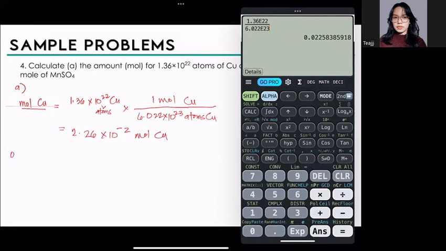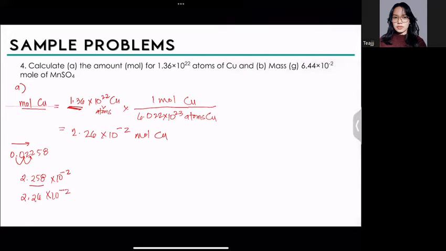Right? If you have 0.02258, you're gonna move the decimal, that's 1, 2. So it becomes 2.258, and then times 10 to the negative 2 because you moved 2 places to the right. That's why it became negative 2. And then the 258, you have to round that up because we only have 3 significant figures here. So it's gonna be 2.26 instead, right? Now that we're done with letter A, let's go to letter B.